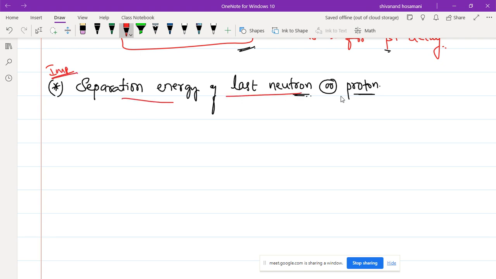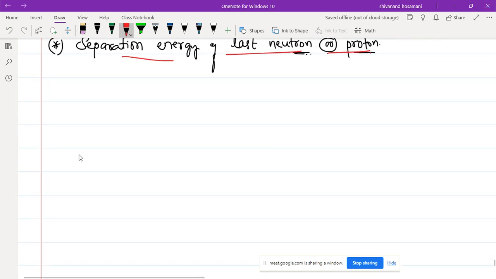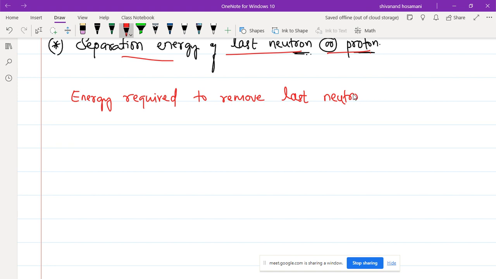So what do you mean by separation energy of a last neutron or proton? It is actually the energy required to remove the last neutron or proton from the nucleus. It is known as separation energy, denoted by Sn. So it's the energy required to remove the last neutron or proton, which is defined as separation energy.